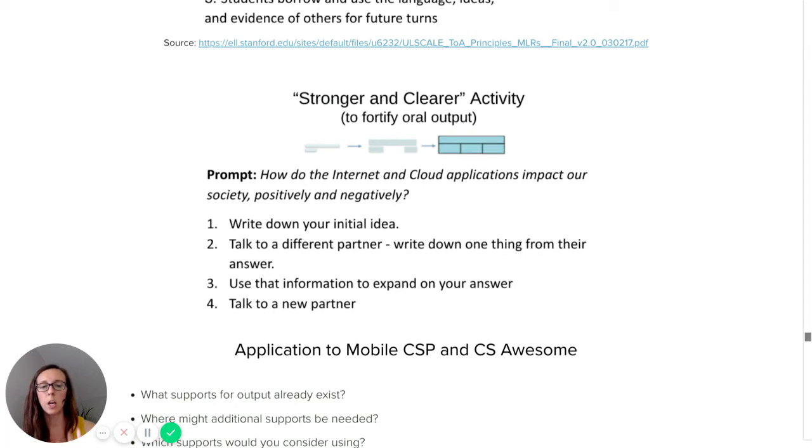Then they would use their partner's information to expand on their own answer. So kind of building on the information that they included in their answer and adding in some new ideas and new verbiage from their partner. And then they would talk to their new partner using that now elaborated answer. So this is a way to really fortify the oral language output and to build on some vocabulary and language structure using other peers as models.